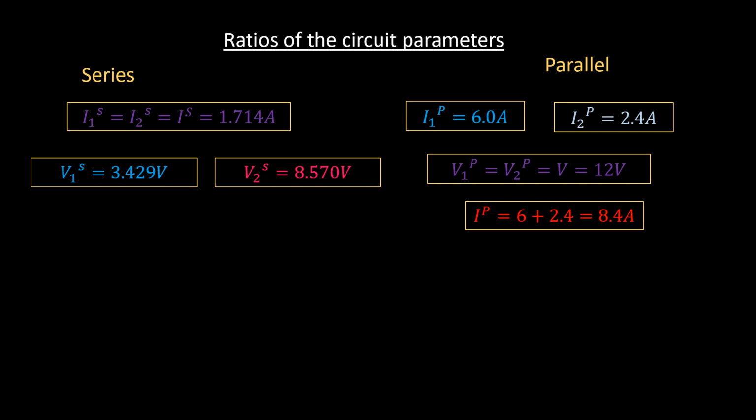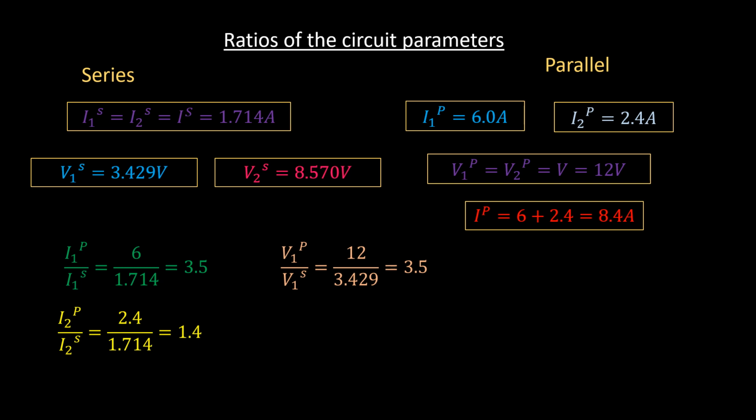Now, let us take the ratios of these parameters for each resistor. The current through R1 in the parallel circuit divided by the current through R1 in the series circuit is equal to 6 over 1.7, which gives 3.5. Also, the voltage across R1 in the parallel circuit divided by the voltage across R1 in the series circuit is equal to 12 over 3.4, which is equal to 3.5. The ratio of the currents for R2 gives 1.4, and for the voltage gives 1.4.